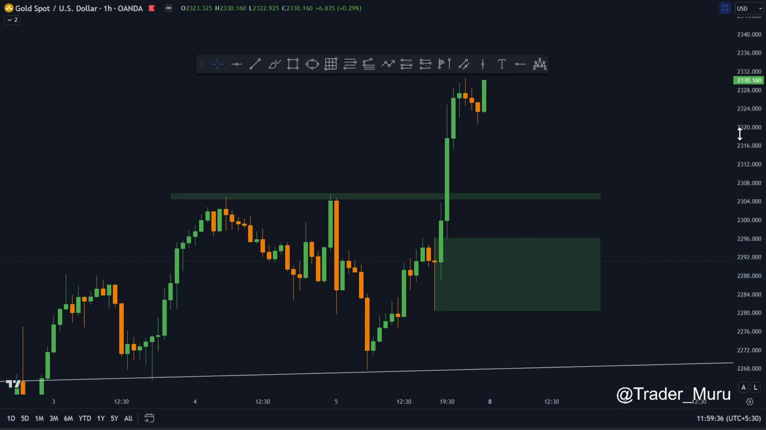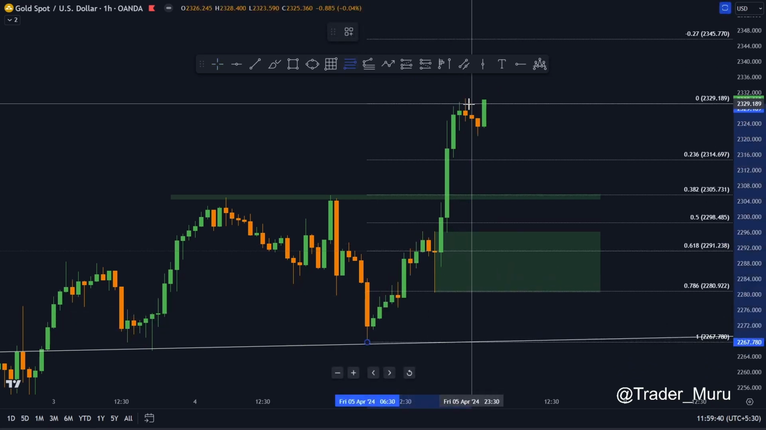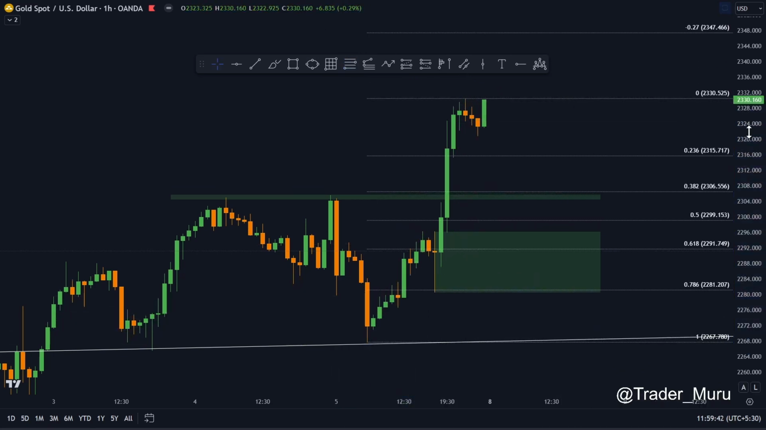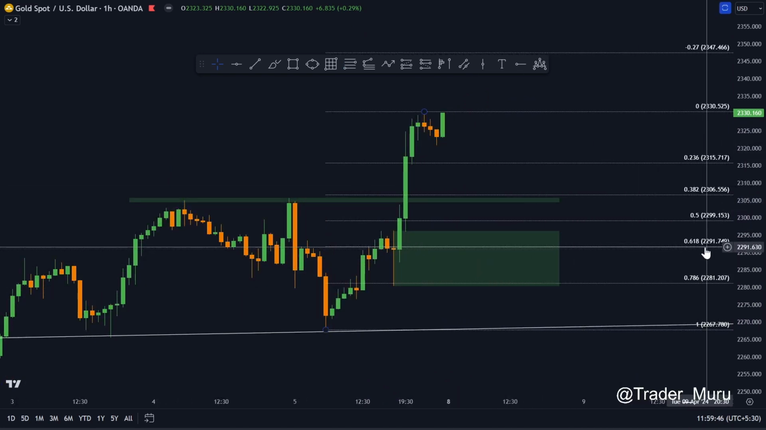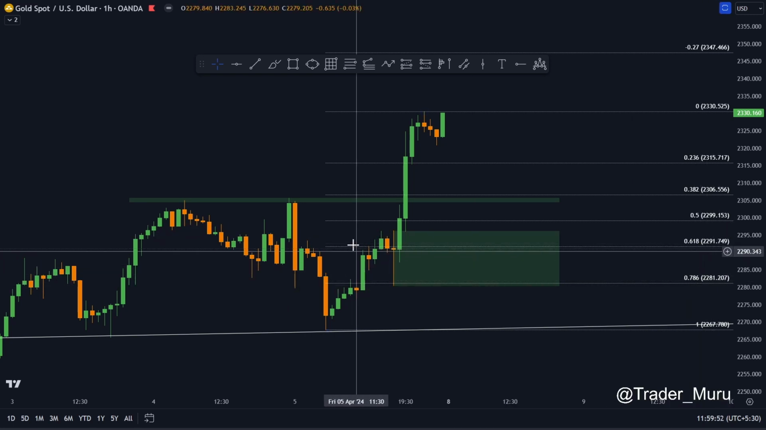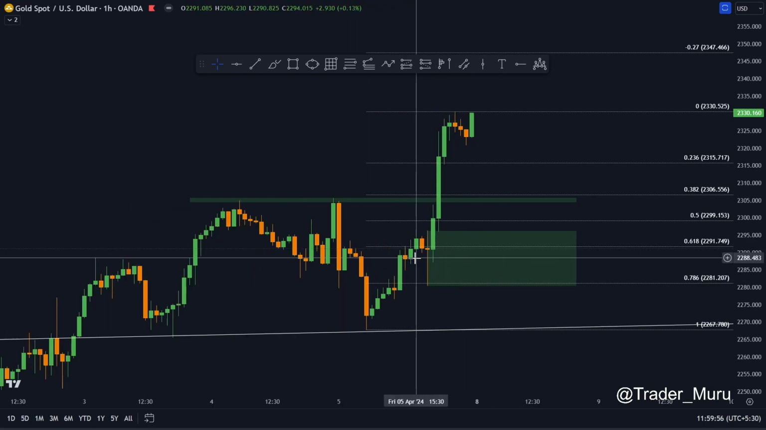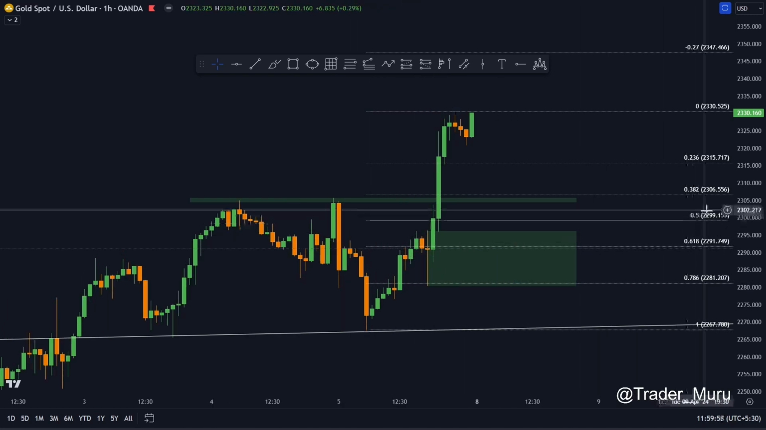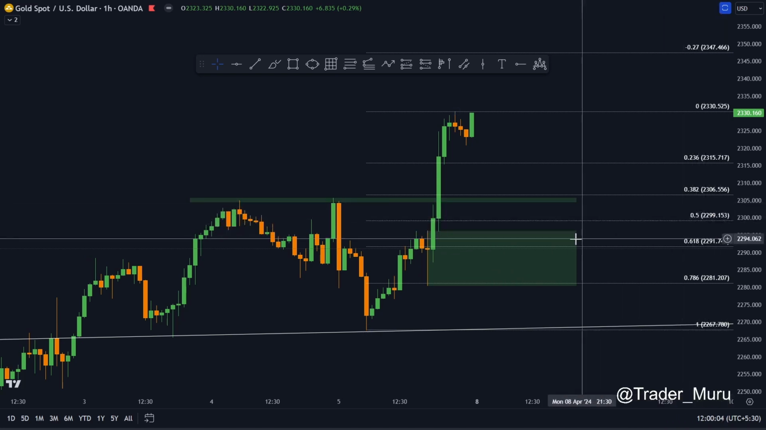Okay guys, let's just put fib over here. If I put fib over here, then you can see this is where the golden ratio, 0.618, is around 2291 and 2281, which is around this demand zone right over here, and the 0.5 level is around the psychological level of 2300 over here.